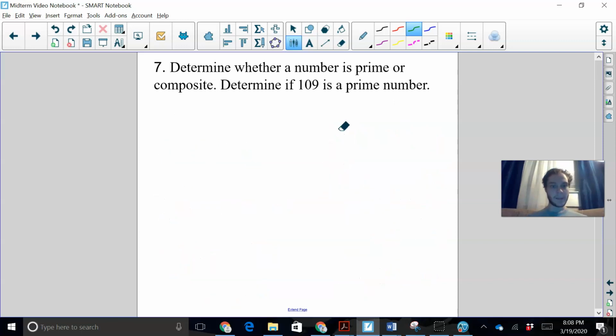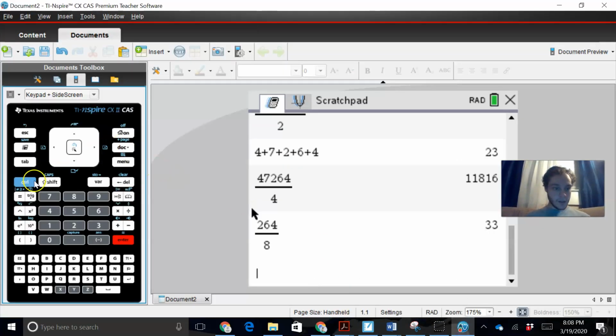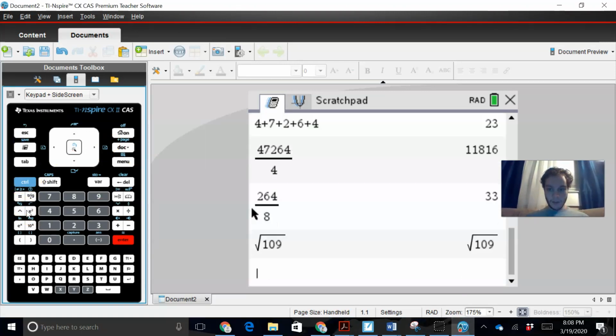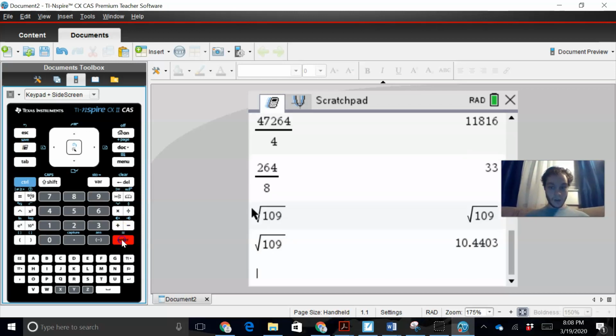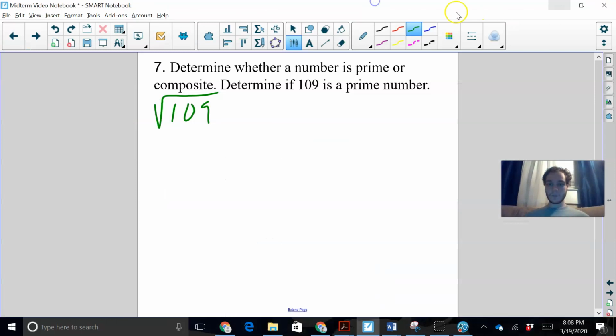Determine whether the number is prime or composite. Determine if 109 is a prime number. So, what you need to do first is take the square root of this number. We know the square root of 100 is 10, but let's be precise here. Take the square root of 109. That does not help me, so I need to do Control Enter. It's approximately 10.4.